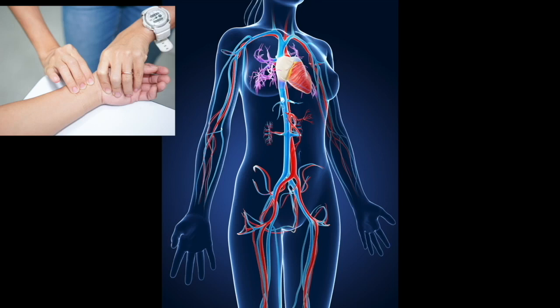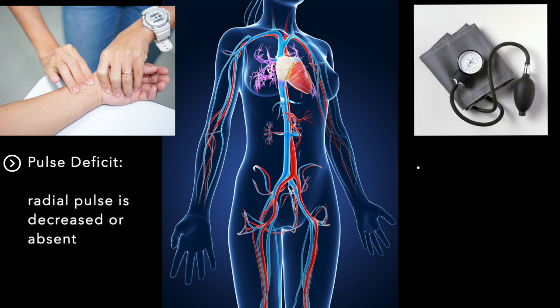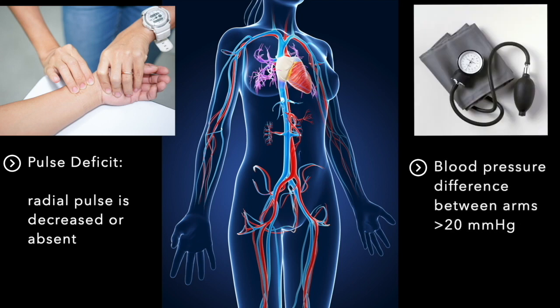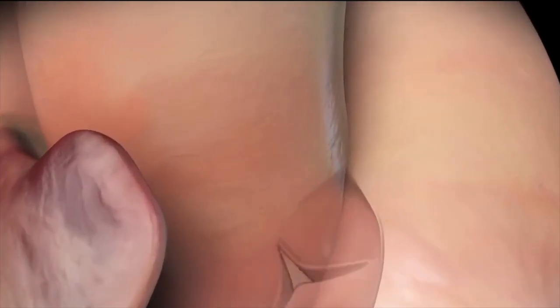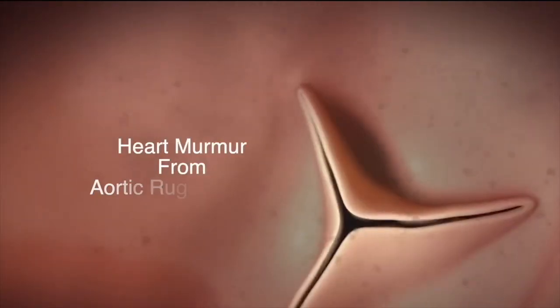Bleeding can cause bruising along the flank and back area. There can be a pulse deficit in radial and carotid pulses, and a greater than 20 millimeters of mercury difference in the systolic blood pressure between the arms. If there is aortic regurgitation, there will be a new murmur.